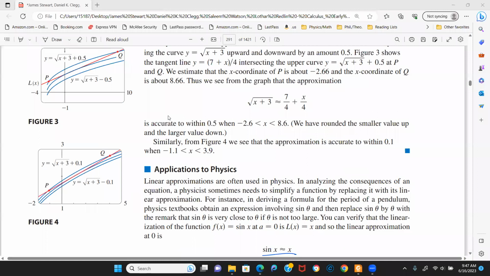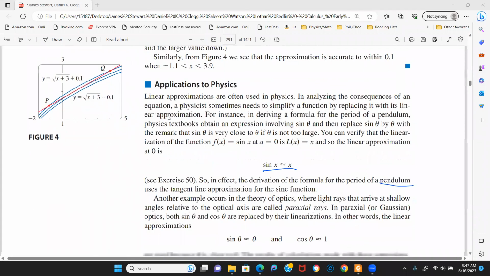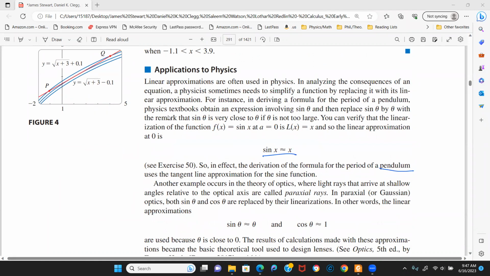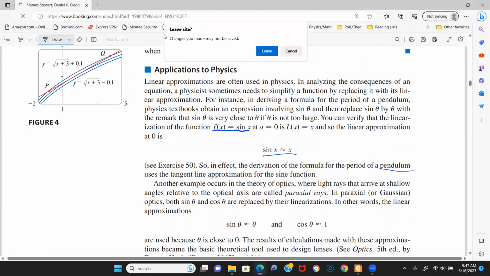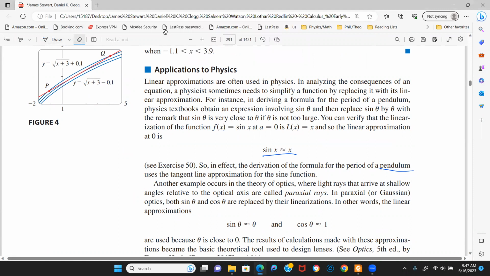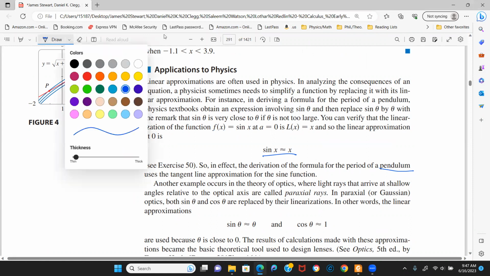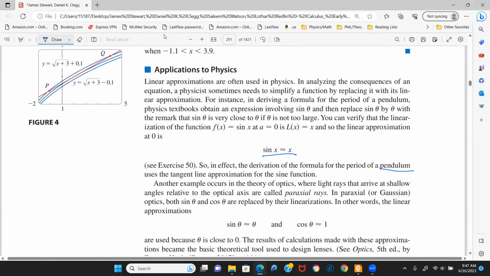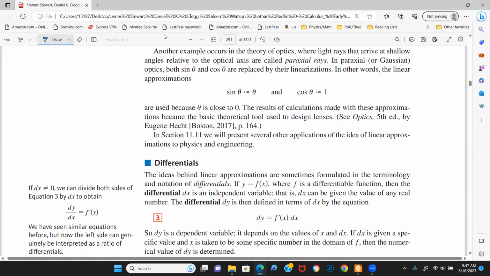Okay, so when you have the motion of a pendulum, it's going to be periodic motion, and it's going to be described by some trig function. Periodic motion is always described by some trig function or some combination of trig functions. They really capture that periodicity because the functions themselves are periodic. But when x is really close to 0, the sine function looks like the straight line y equals x.